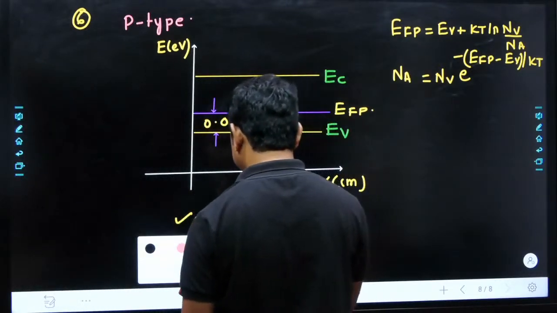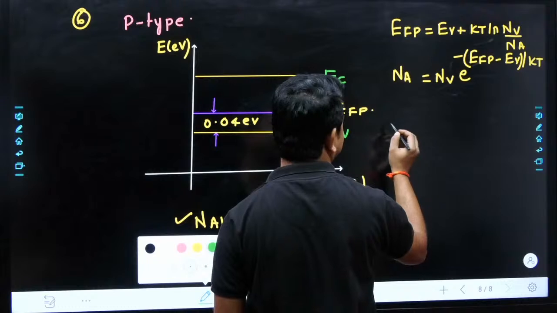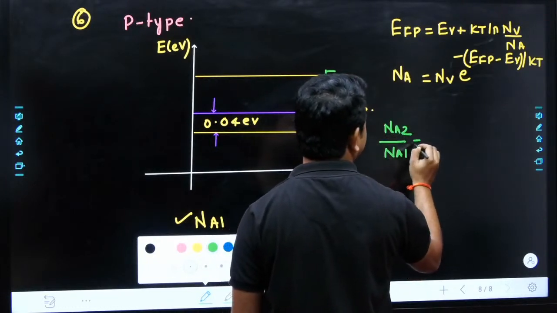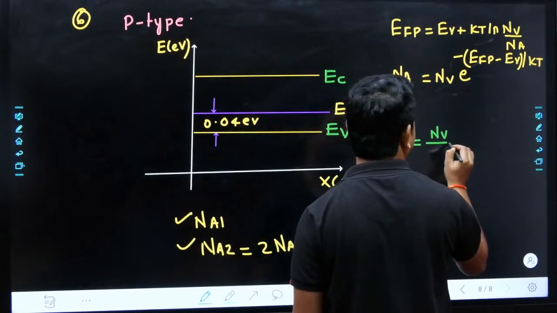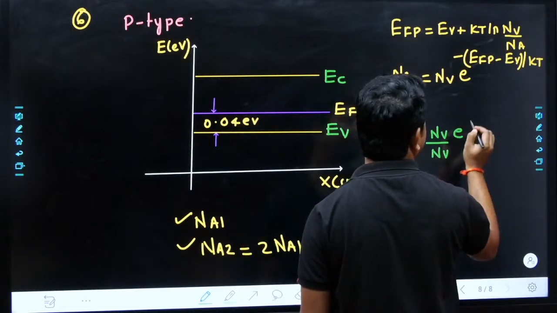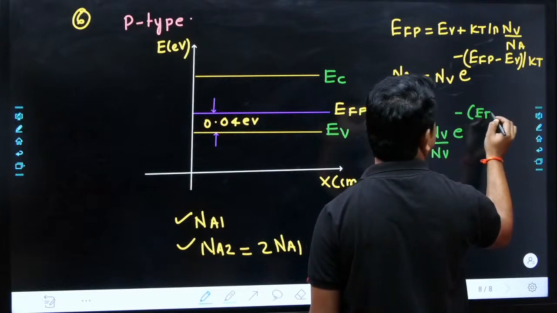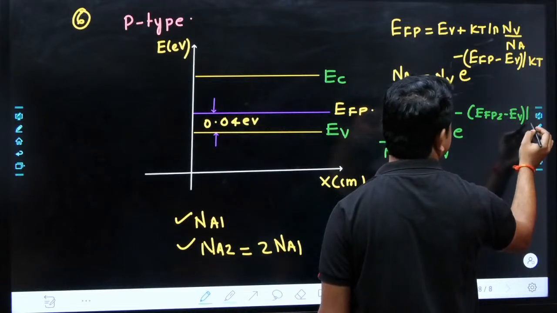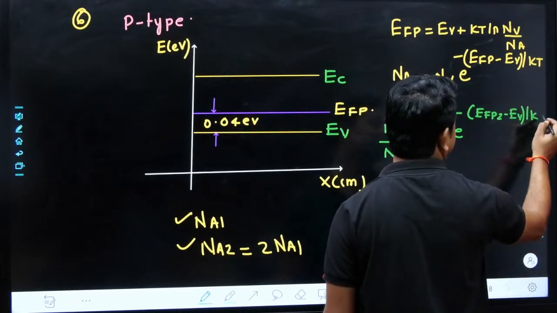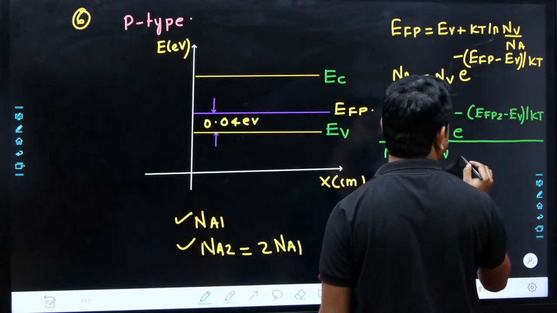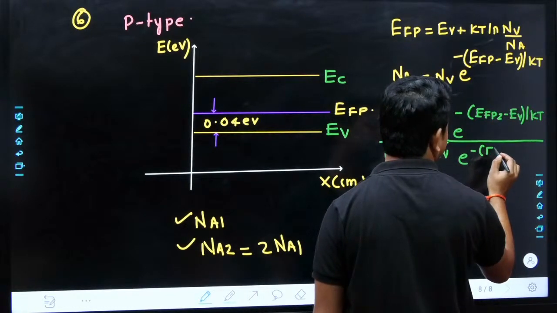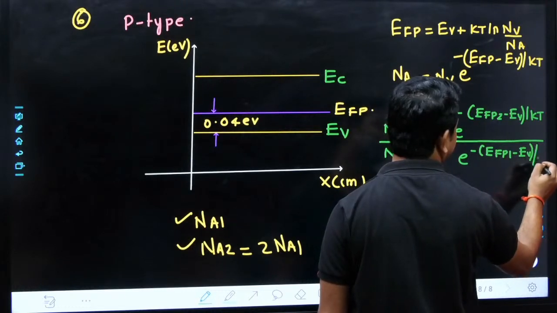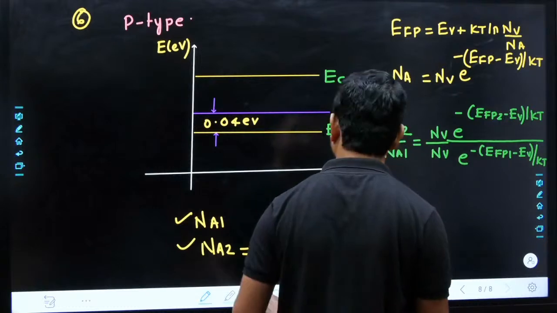So, based on these concepts, we can write, we are having two acceptor atom concentrations, Na2 divided by Na1, and this is given by NV, and here it is also NV, and e raised to minus of EFP2 minus EV divided by KT. So, we just write here divided by KT, and here this is also e raised to minus of EFP1 minus EV divided by KT. So, this is the formula by which we can find.